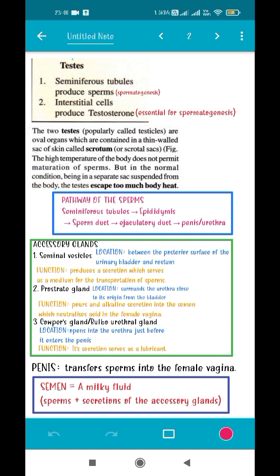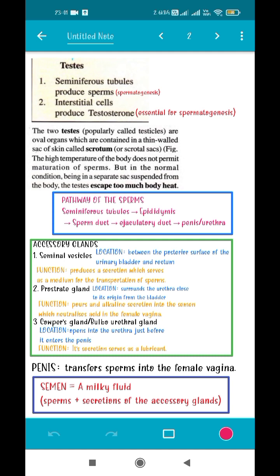Next is the Cowper's gland, or the bulbourethral gland. It is located just before the urethra opens into the penis, that means between the urethra and the penis. Its function is to release a secretion which will serve as a lubricant. Just like we use oil for lubrication of machines, similarly, the secretion by the Cowper's gland will serve as a lubricant during copulation or mating. Now, the penis is a very important part; although it does not take direct action on gametes, it helps in transferring the sperms from the male body to the female body.